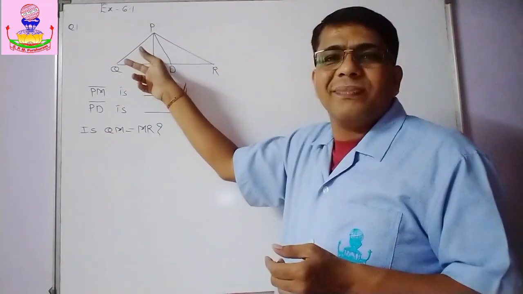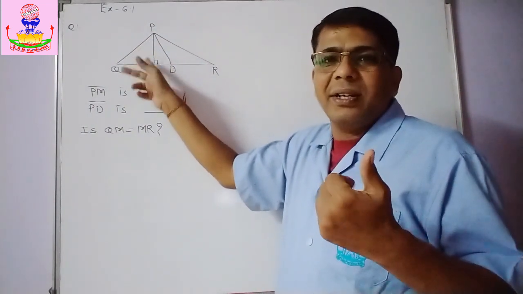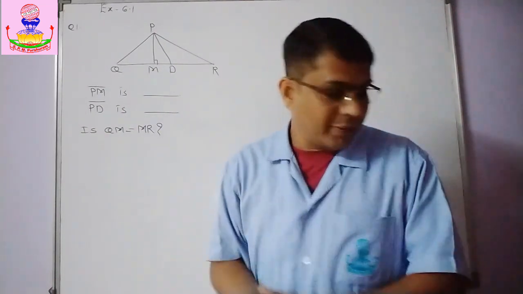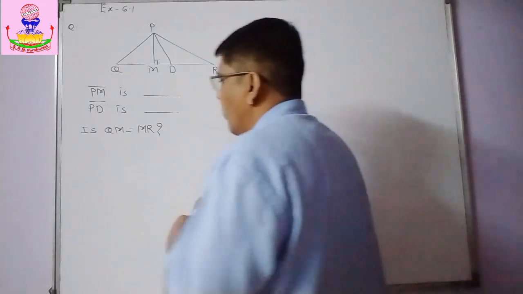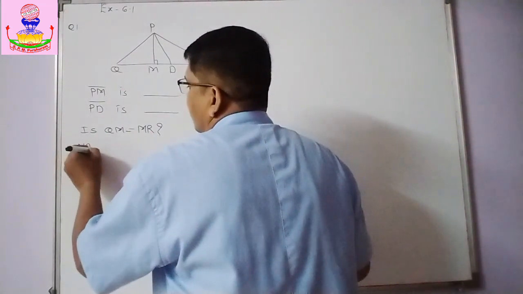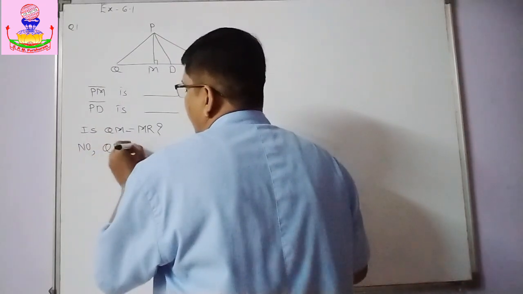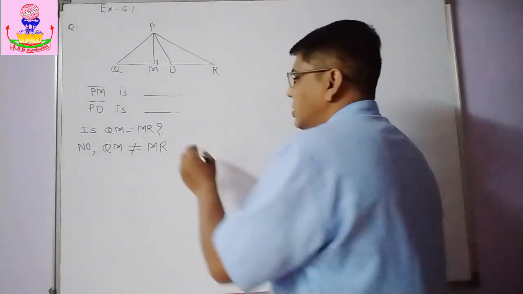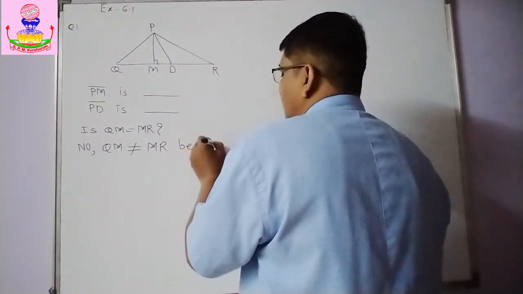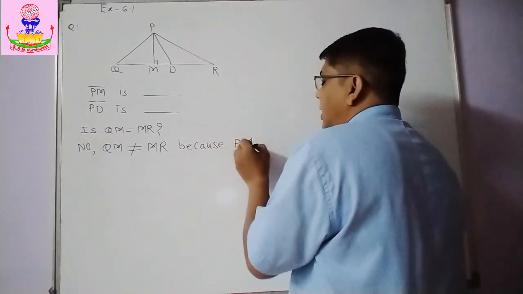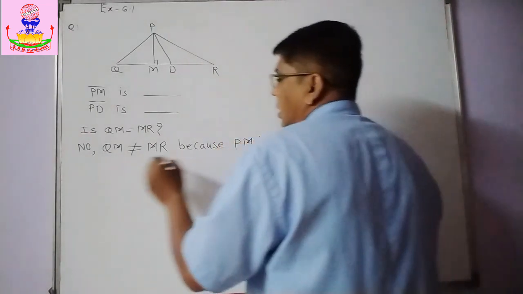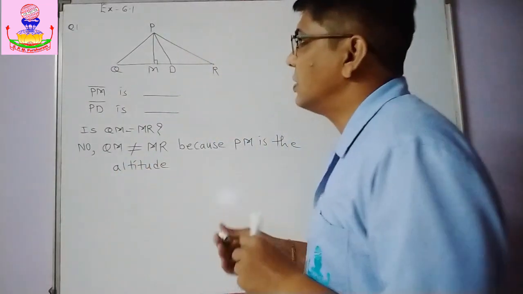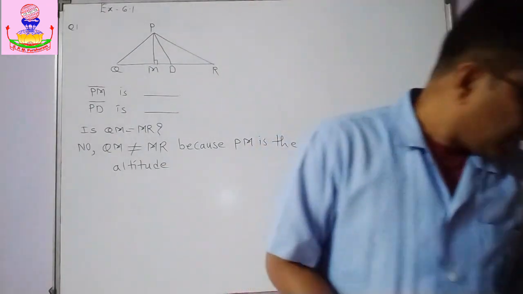Why? Because this is an altitude. Altitude does not divide the side into two equal parts. Hence QM is not equal to MR. So here we will say no. QM is not equal to MR, because PM is the altitude. Okay, so that is the answer.